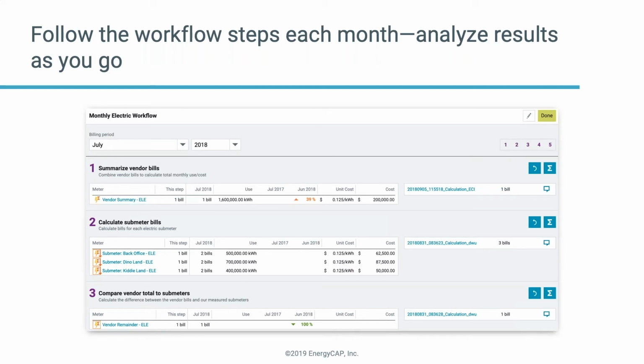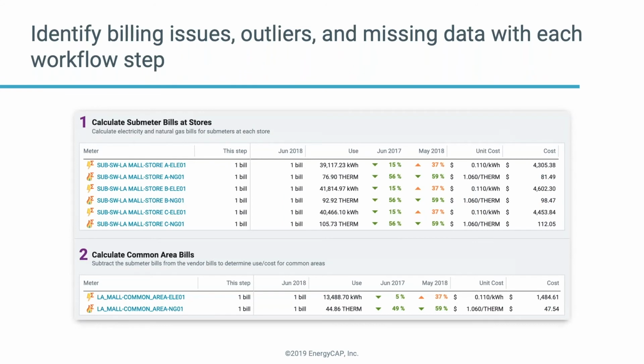So here you can see each step: summarize vendor bills, calculate sub-meter bills, compare vendor totals to sub-meters. As I perform each of those steps, this screen automatically updates to show the result of that step and to provide comparison information with other information that's available in the system. These new views allow you to quickly and easily identify billing issues, outliers, and missing data with each workflow step, even before you move on to the next one, so that you don't get caught having to undo a lot of steps along the way.